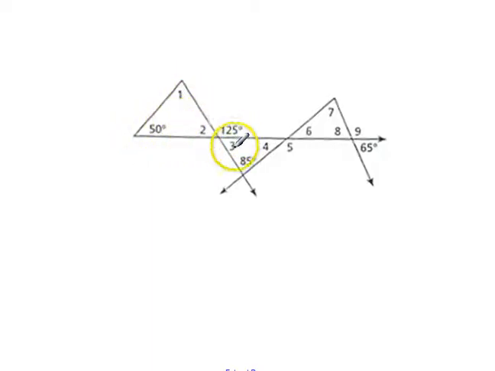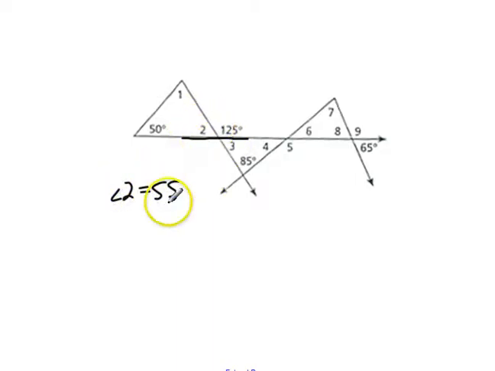2 and 3 are vertical angles, so we know that they're equal, but we don't know either angle. But we do know this angle here is 125, and that since this is a straight line, 125 and angle 2 have to have a sum of 180 degrees because they're supplementary. So if this is 125, that means angle 2 must equal 55 degrees.